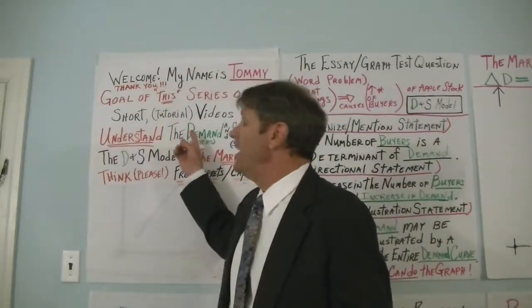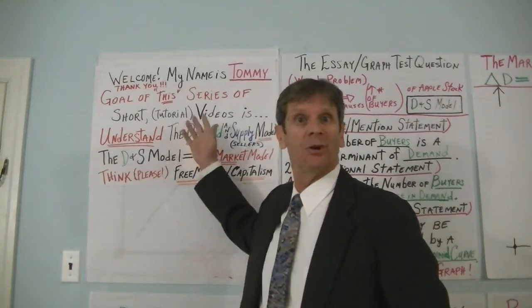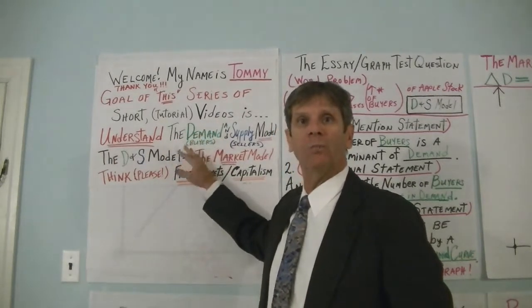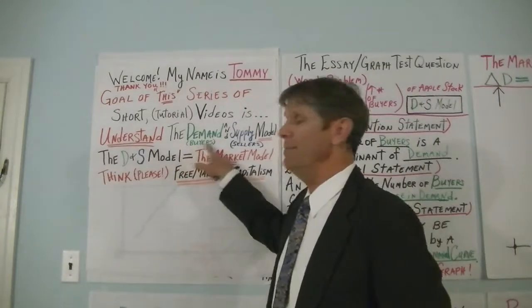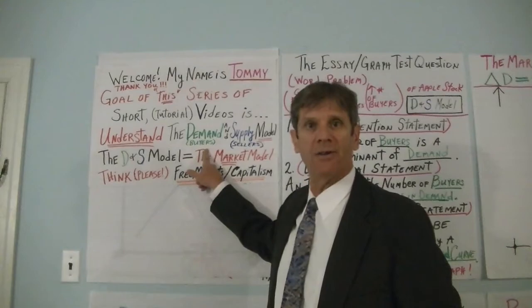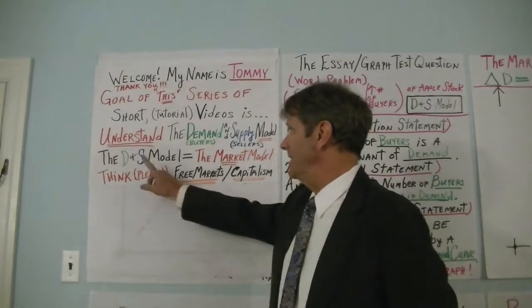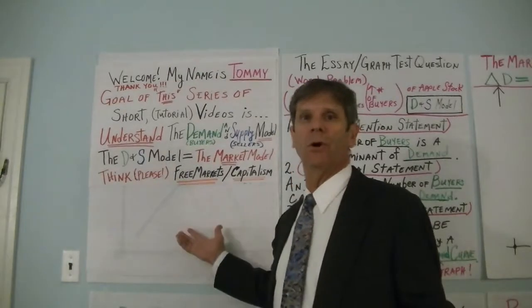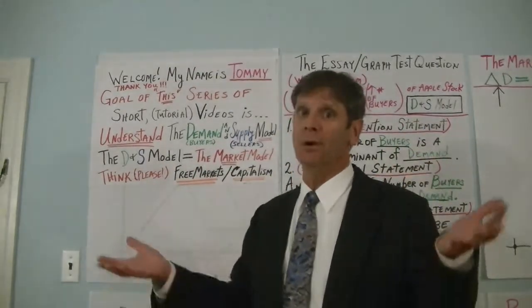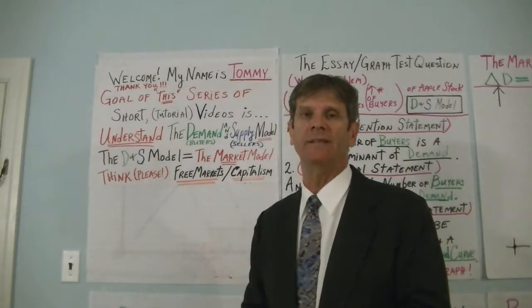So today, the next few short tutorial or help videos, the goal will be to try to understand something called the demand and supply model. Demand is always the buyer side of the market, supply is the sellers. And the demand and supply model is also known as the market model, which you think about markets in our market economy here in the United States.